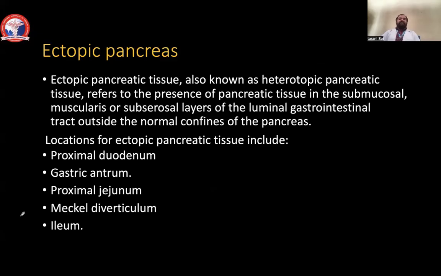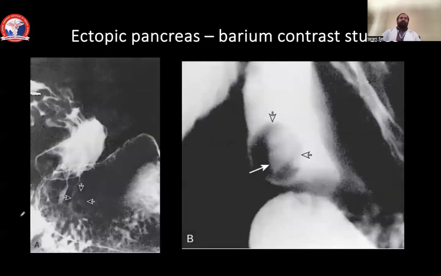Ectopic pancreas. It is also known as heterotopic pancreatic tissue. Refers to the presence of pancreatic tissue in the submucosal, muscularis, or subserosal layer of the luminal gastrointestinal tract outside the normal confines of the pancreas. Locations include proximal duodenum, gastric antrum, proximal jejunum, Meckel diverticulum, and ileum.